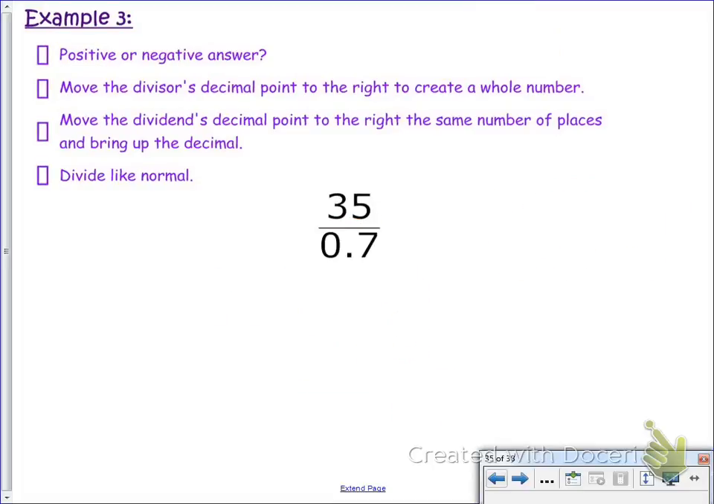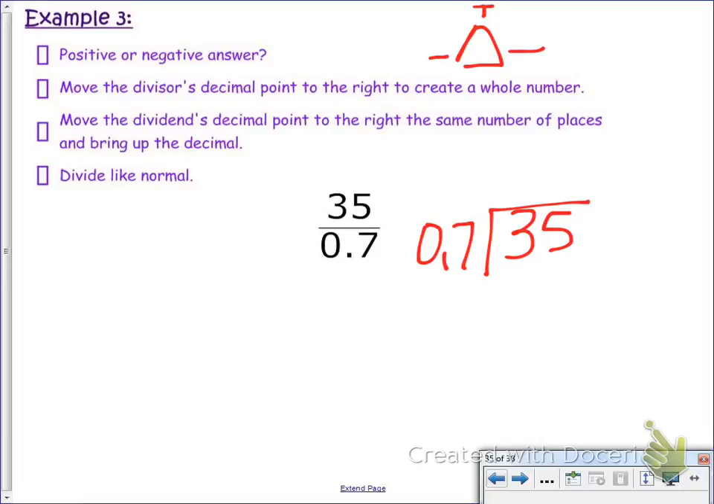Now, sometimes you'll see problems like this, where it's written in the fraction form. Yet again, the first thing you ask yourself, is it going to be a positive or a negative? So again, using my triangle right here, I have two positives, so I will have a positive answer all the way. What I teach the kids is top dog goes in the house. So 35 goes inside the house as the dividend, and 0.7 goes on the outside as the divisor.